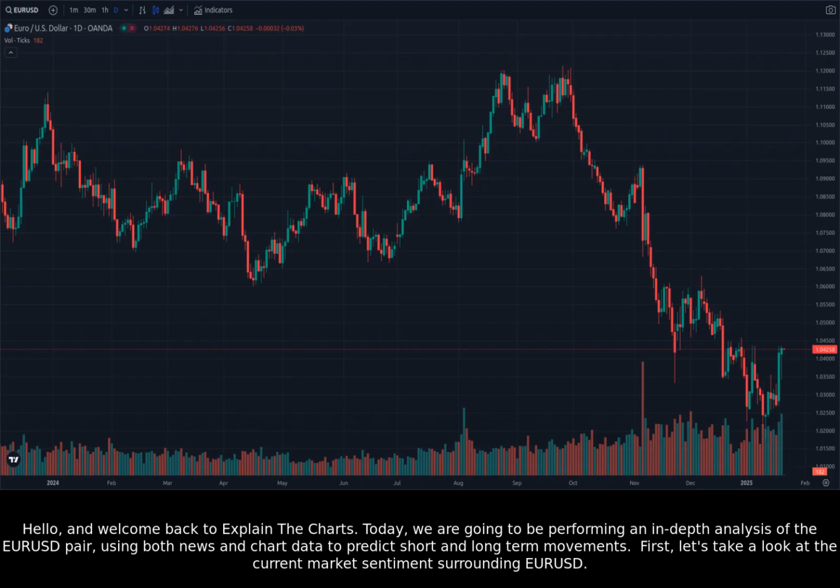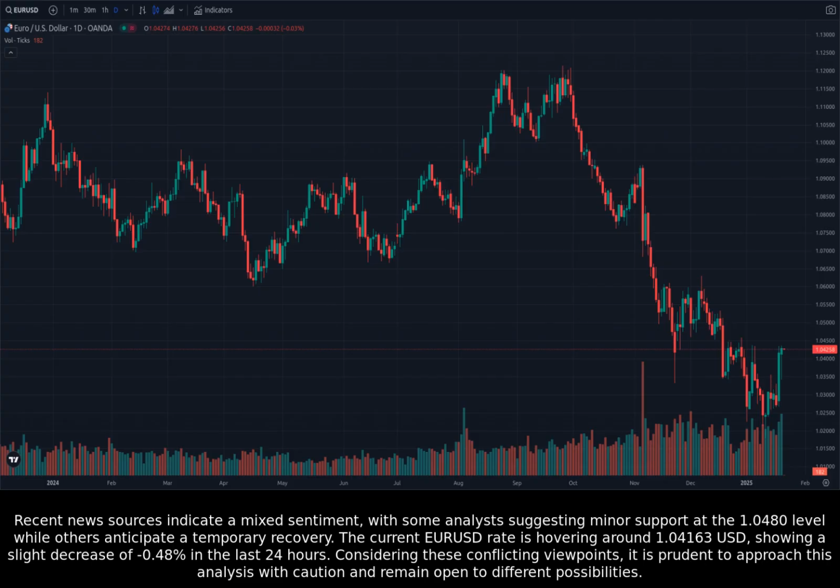First, let's take a look at the current market sentiment surrounding EURUSD. Recent news sources indicate a mixed sentiment, with some analysts suggesting minor support at the 1.0480 level, while others anticipate a temporary recovery. The current EURUSD rate is hovering around 1.04163 US dollars, showing a slight decrease of minus 0.48% in the last 24 hours. Considering these conflicting viewpoints, it is prudent to approach this analysis with caution and remain open to different possibilities.